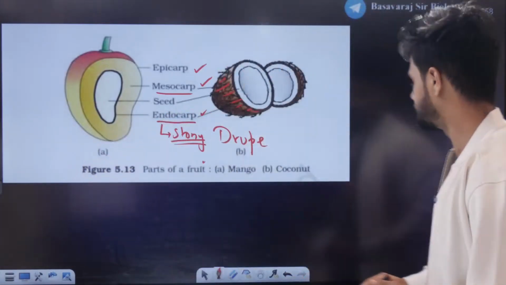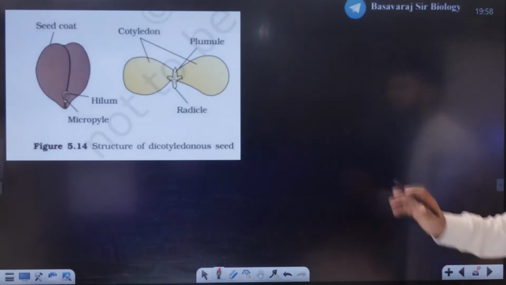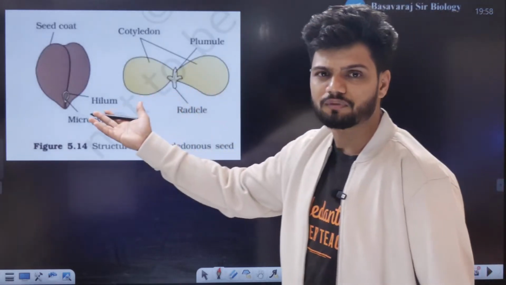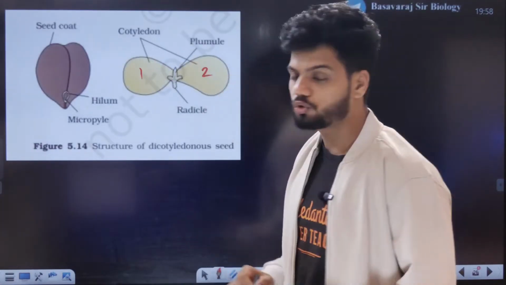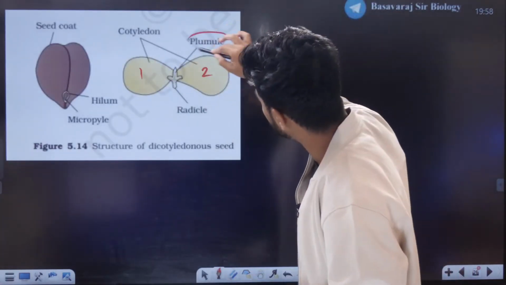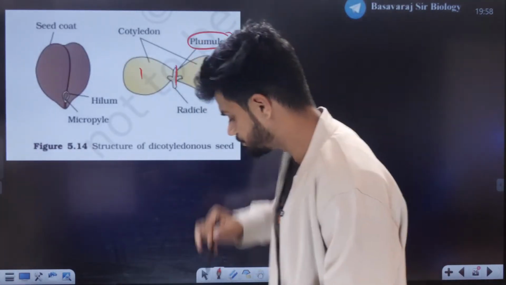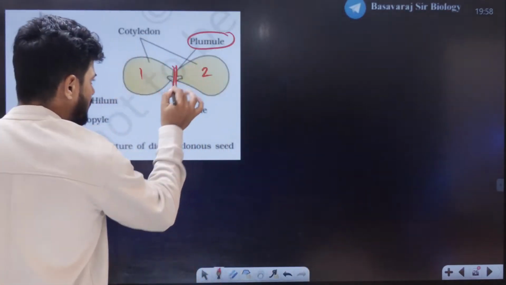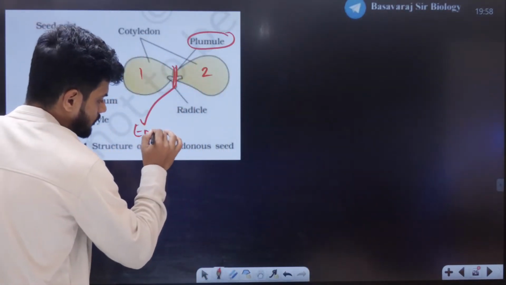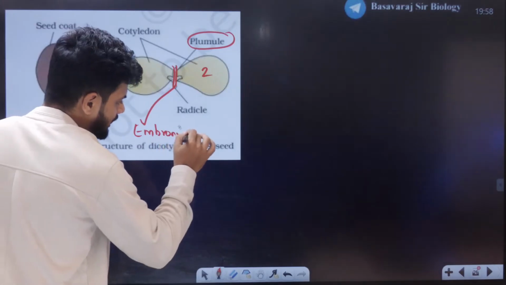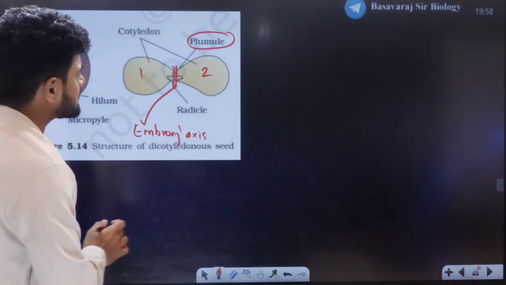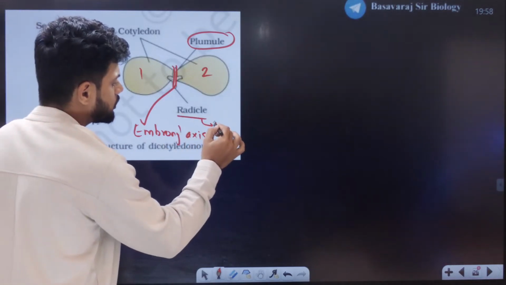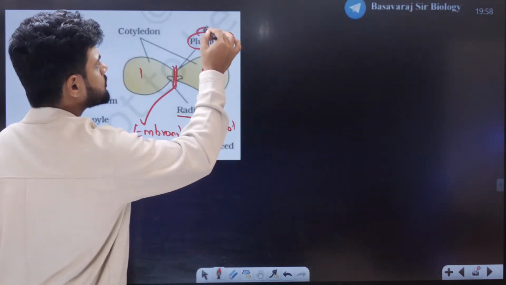They can ask you a question there. Next is a seed. Very simple seed. This is a typical structure of a dicot seed. You can see there are two cotyledons, two different cotyledons. There is the plumule. This entire thing is called the embryonal axis. In this embryonal axis, there is the radicle, which develops into the root. The plumule develops into the shoot.